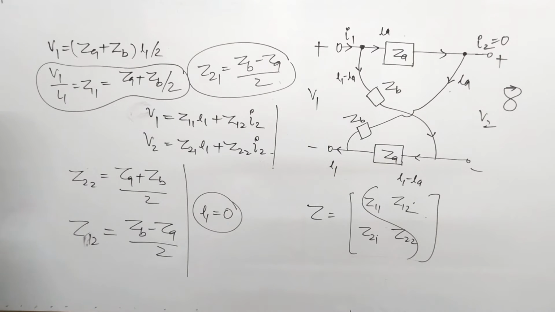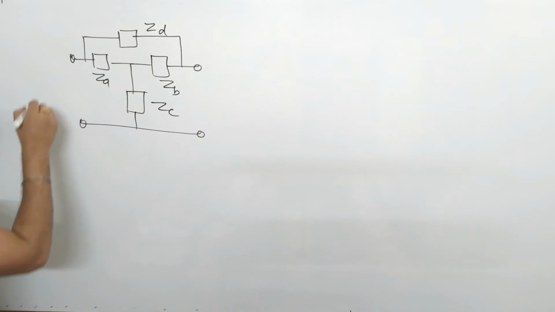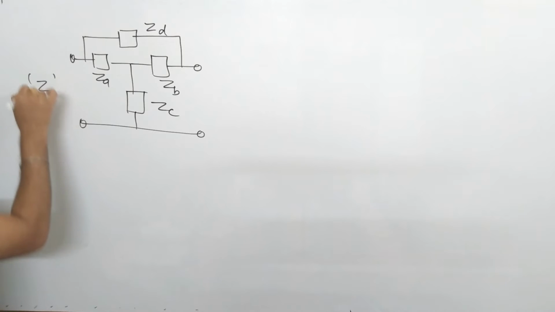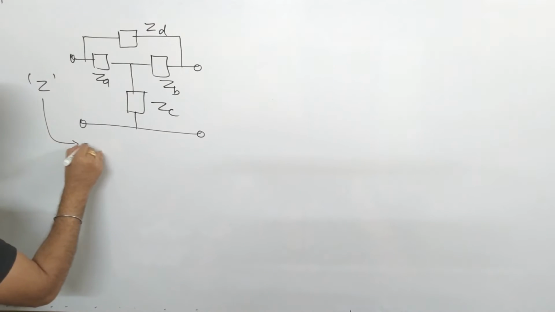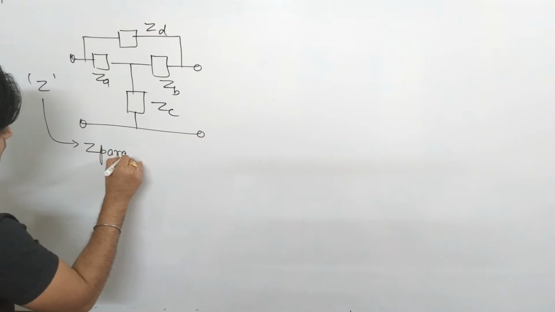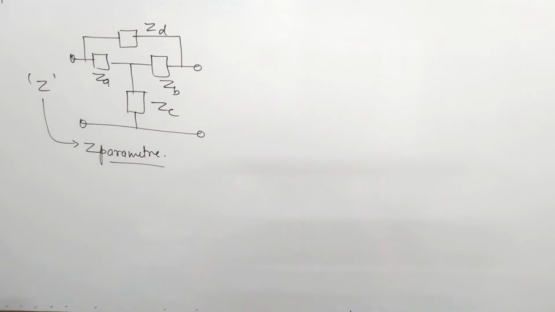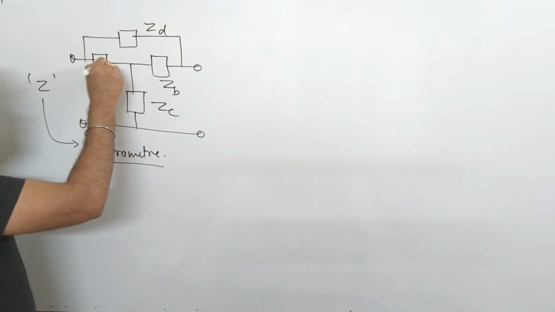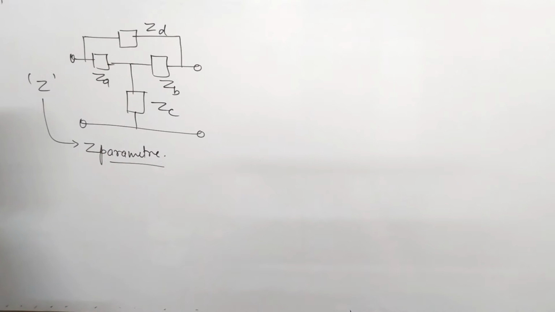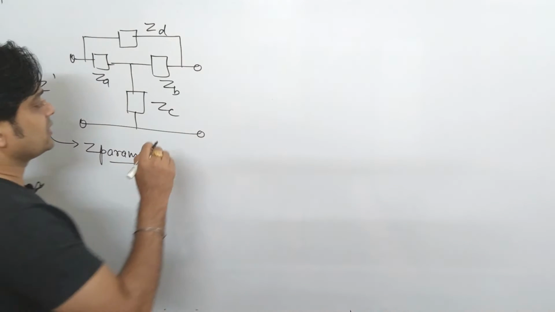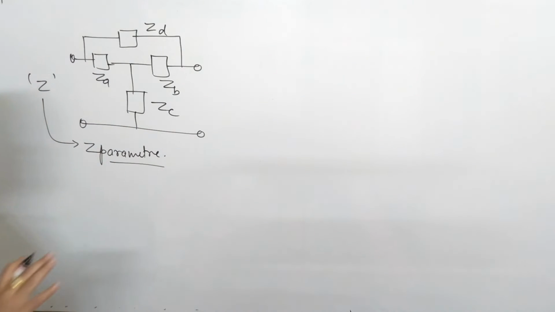Now the last is the bridge network. So friends, this is your bridge network, in which we find Z parameters. This is some type of complex network. In the various Z parameters you must remember the values, then only you can easily solve the problems. In this condition I am not going to solve it because the procedure remains the same; you only have to apply KVL and KCL and then one can get the answer.